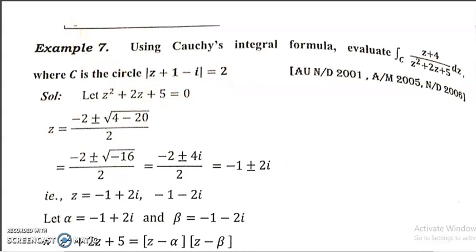So here, the solution. First we have to find the z values in the denominator. So we take the denominator of this integral, z² + 2z + 5 = 0. We equate it to 0, and since it is a quadratic equation, we can apply the formula (-b ± √(b² - 4ac)) / 2a and find the roots. Or we can find the roots by factorization also. Since we have complex roots, we apply that formula.